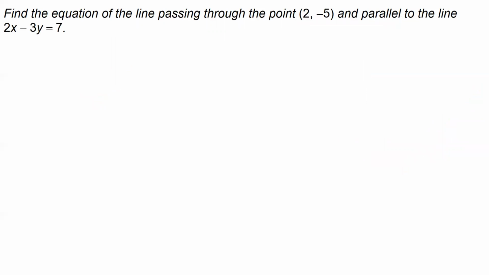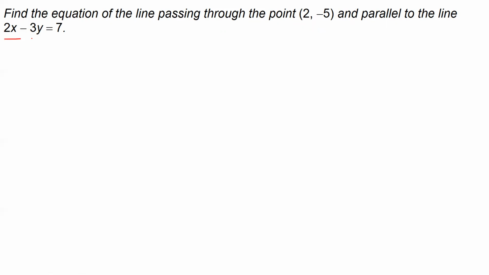Next question. Find the equation of the line passing through the point 2 comma minus 5 and parallel to the line 2x minus 3y is equal to 7. You remember what I told you, the trick that we need to use for the lines that are parallel? So this is a line that is given. We need to find out a line which is parallel to this line, but it should also pass through 2 comma minus 5. Okay, forget about this point for now.